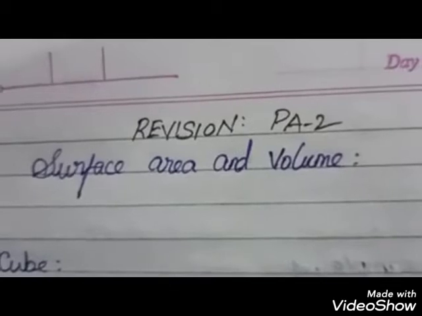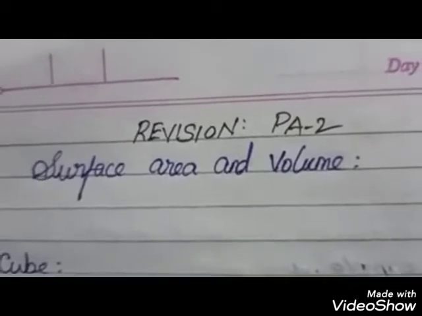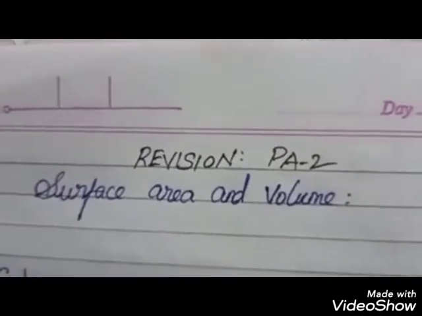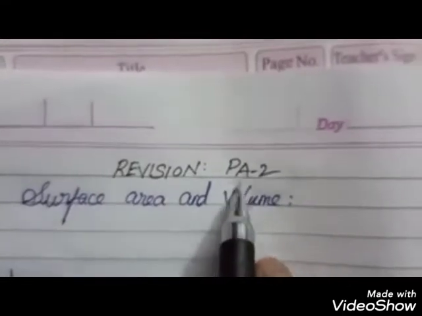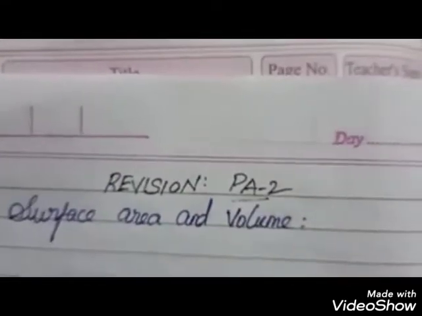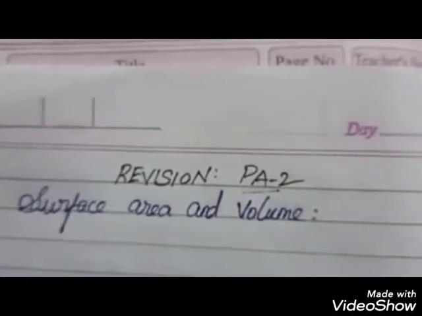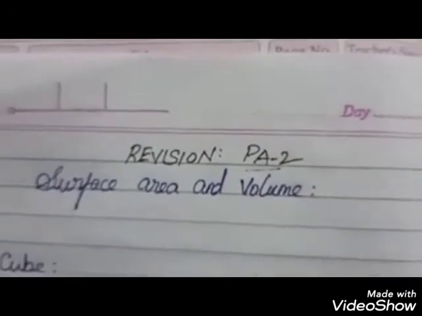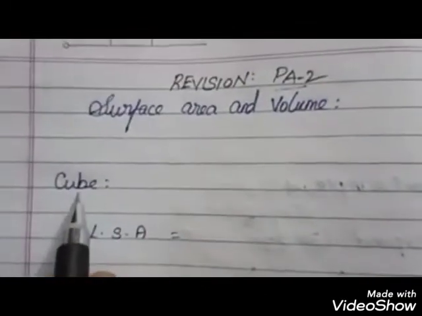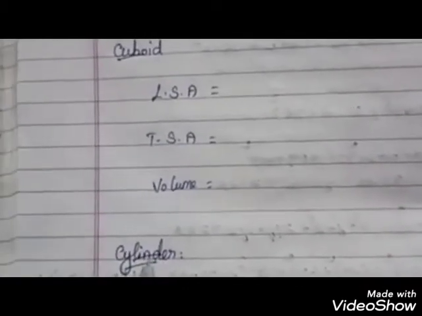Hi my dear students, good morning to all. Last class I discussed revision period 2 for polynomials. Now we have to go on to surface area and volume. What are the topics we have to see? We have to see cube, cuboid and cylinder. These three solid shapes we have to see.